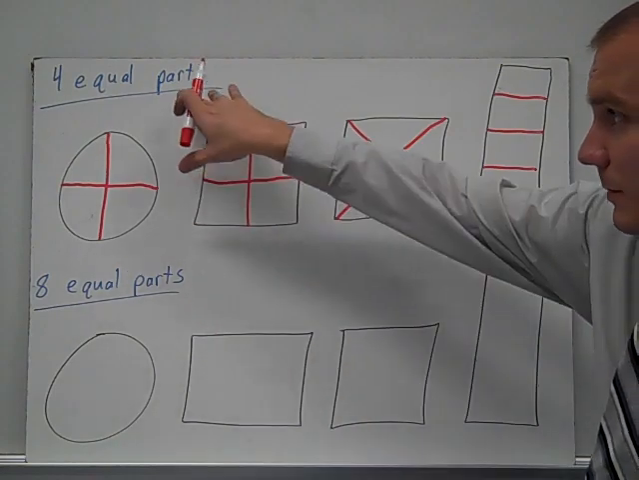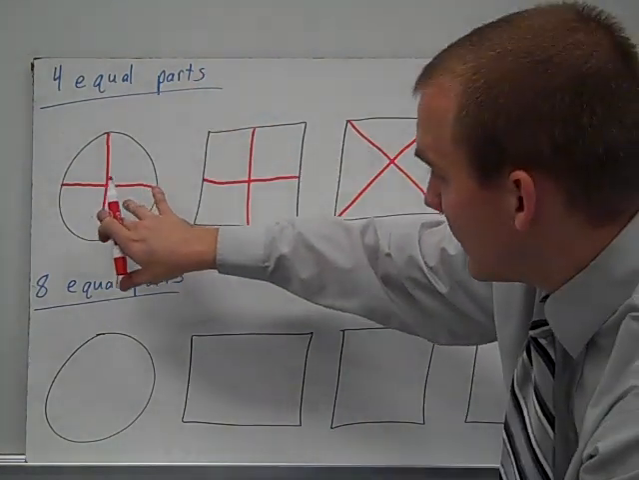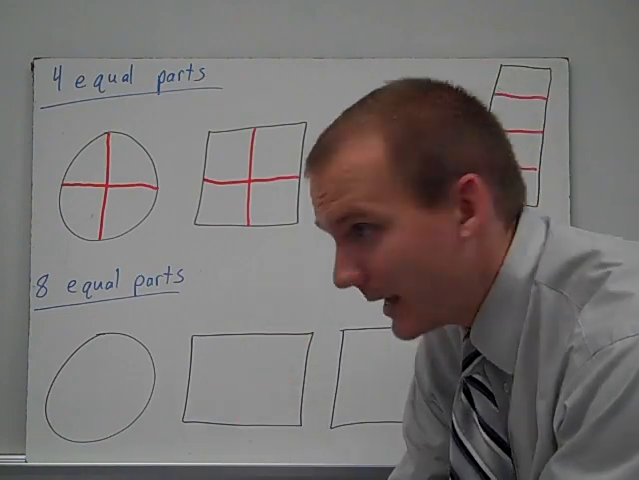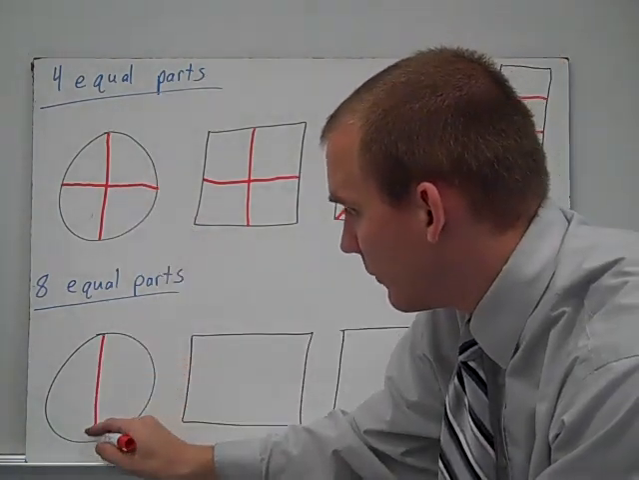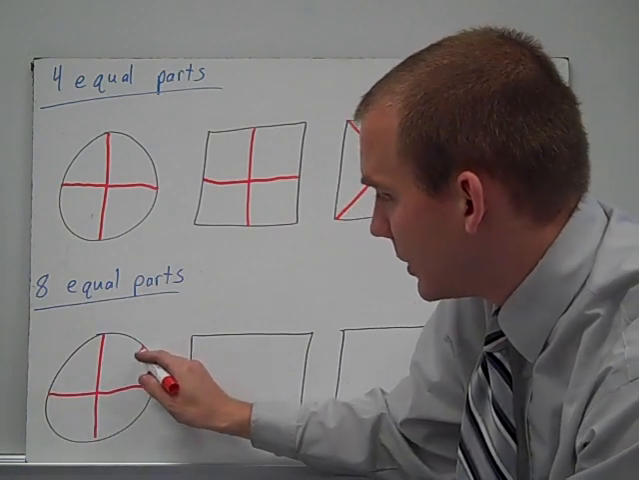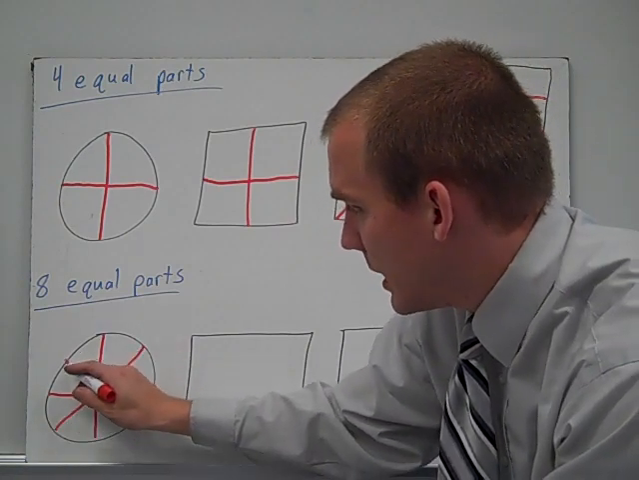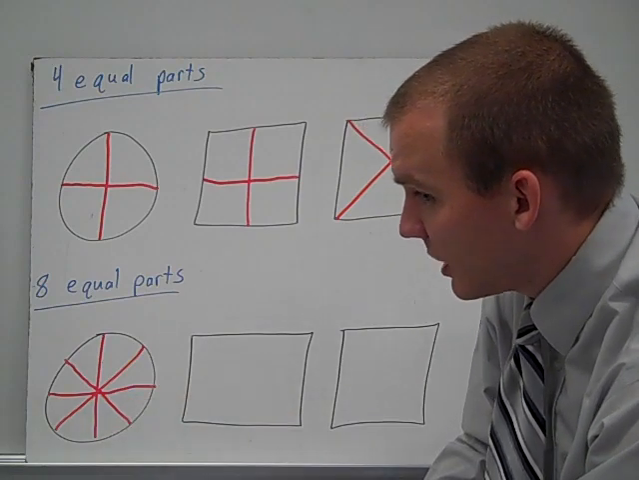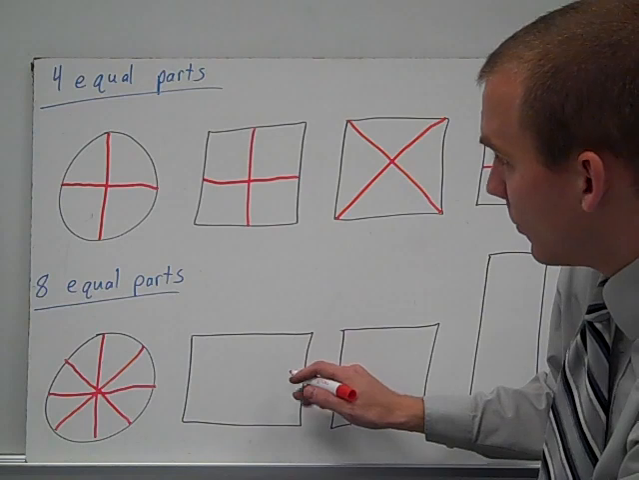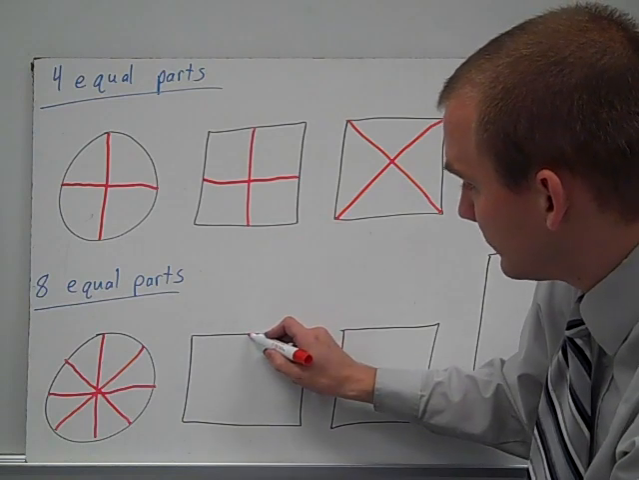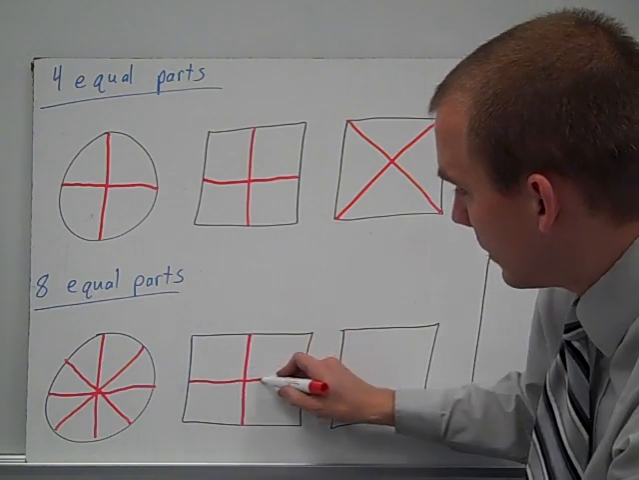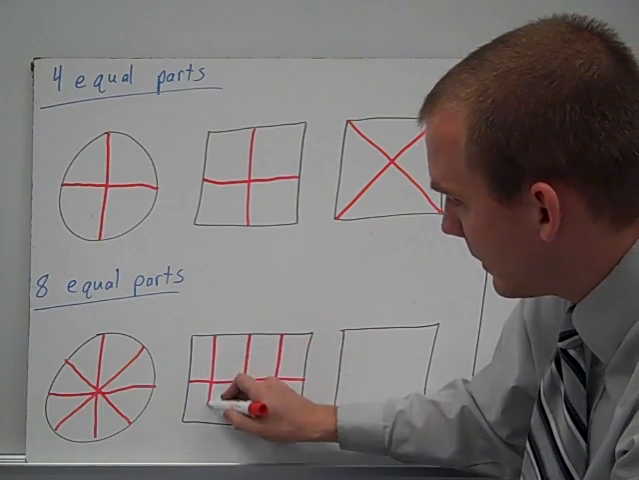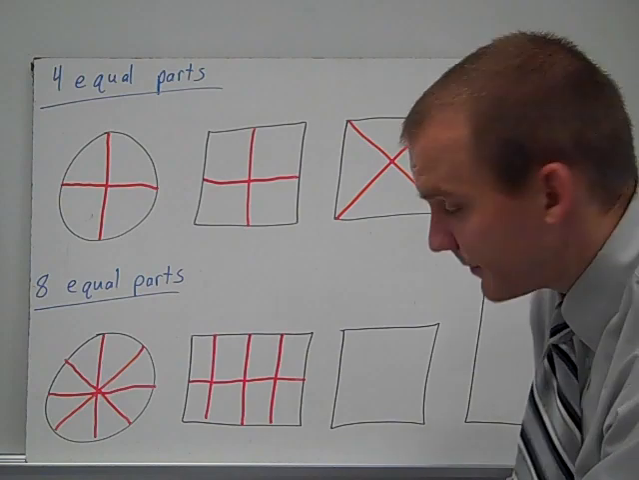Now 8 equal parts, you have to build off the fourths. So I can basically do all of this again and draw a couple more lines in each one and get to 8. So with the circle, you go fourths, and then you just do 1 more across here, and 1 more across here, cutting all your fourths into 2 parts, and then 2 times 4 is 8. With the square, you could do the same thing here, down, across, and then cut both of these into half, and now you have 8 equal parts.